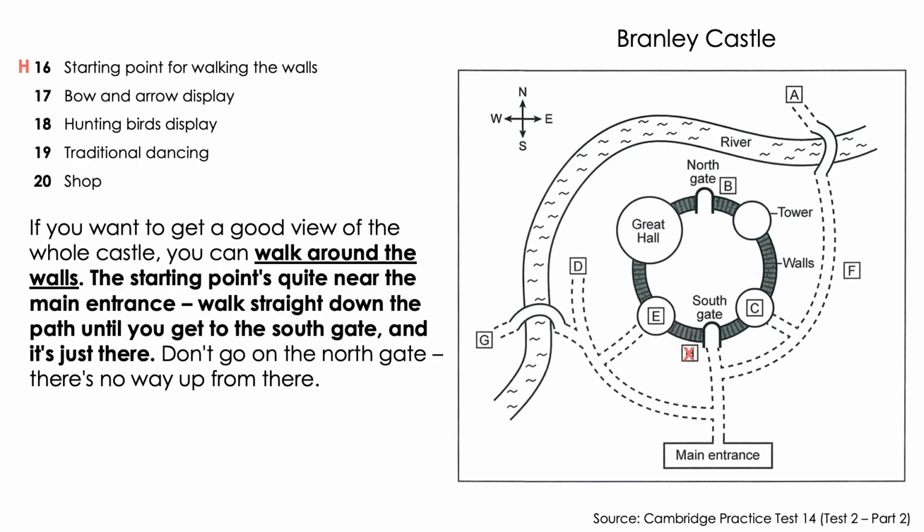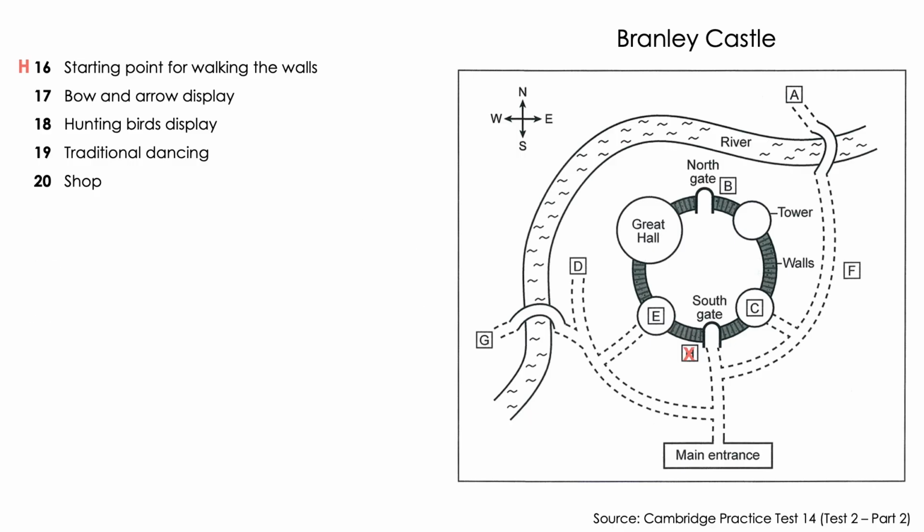Now look for the answer to question number 17. There'll shortly be a show in which you can see archers displaying their skill with a bow and arrow. The quickest way to get there is to take the first left after the main entrance and follow the path past the bridge. Then you'll see it in front of you at the end.